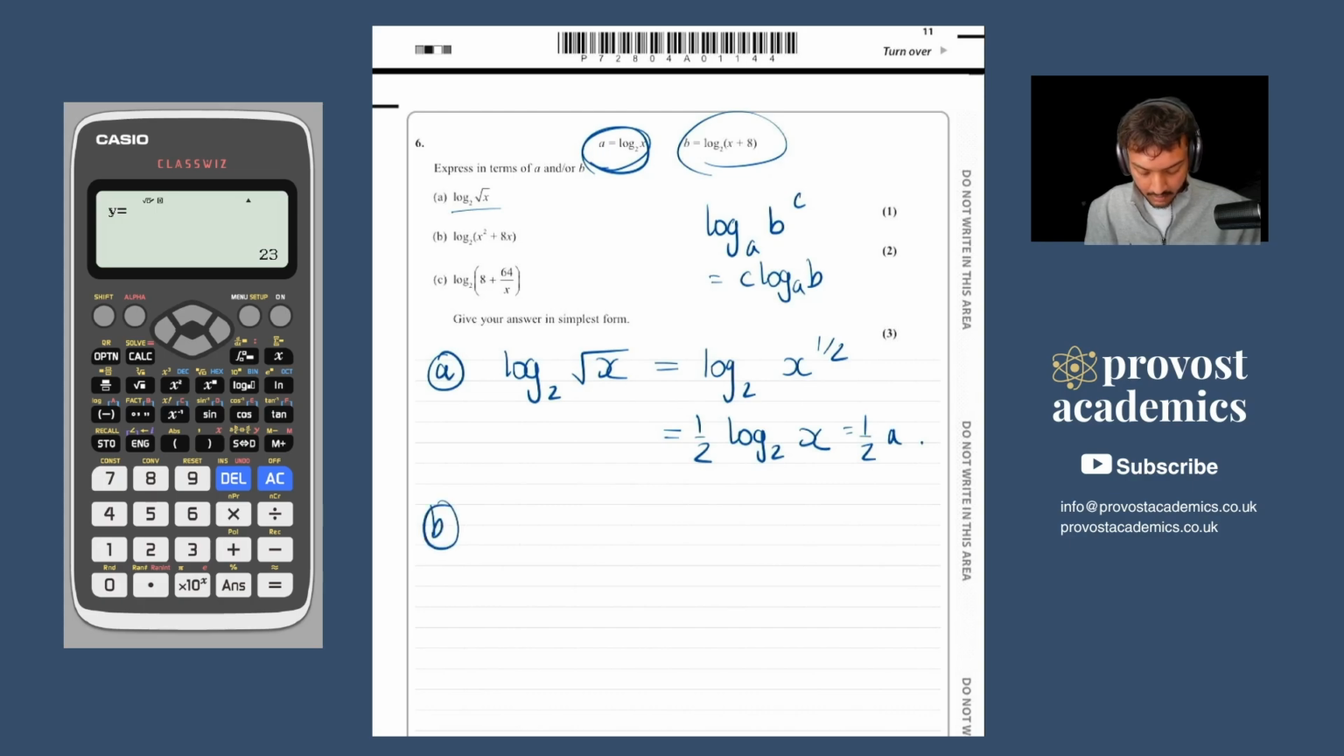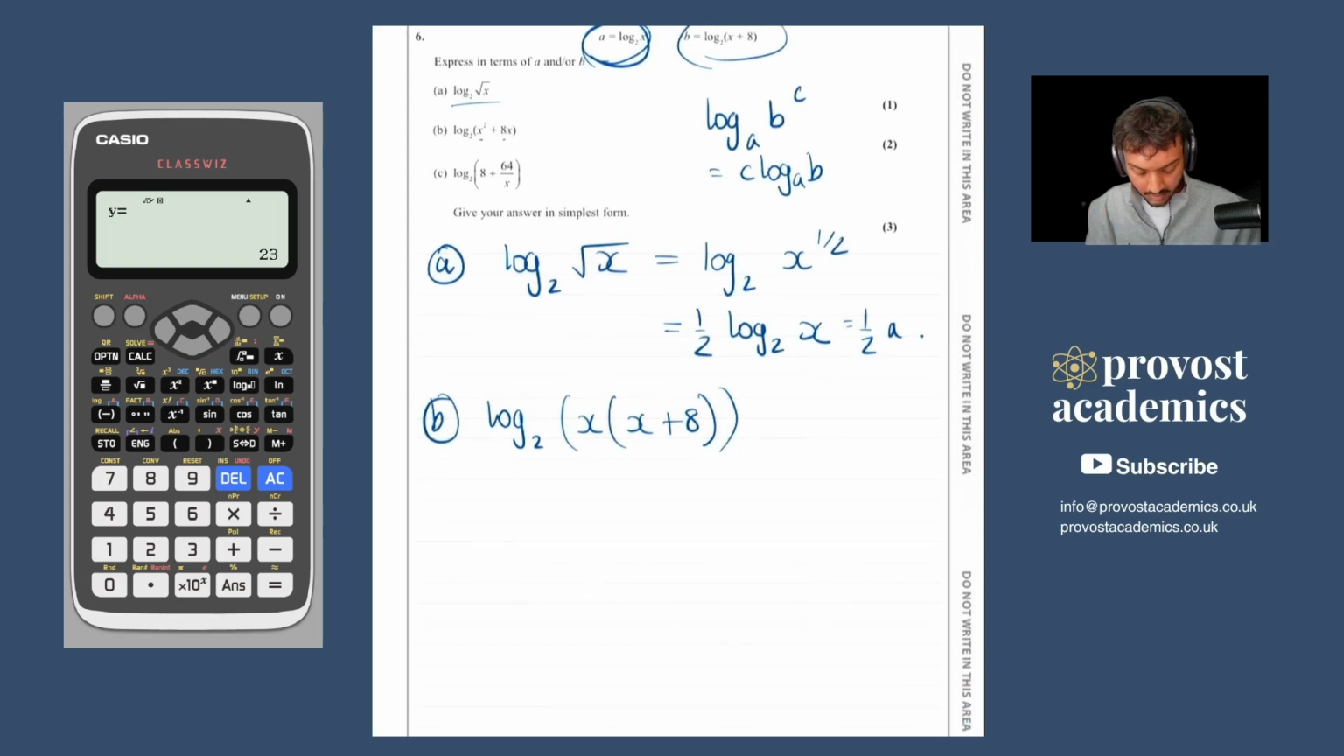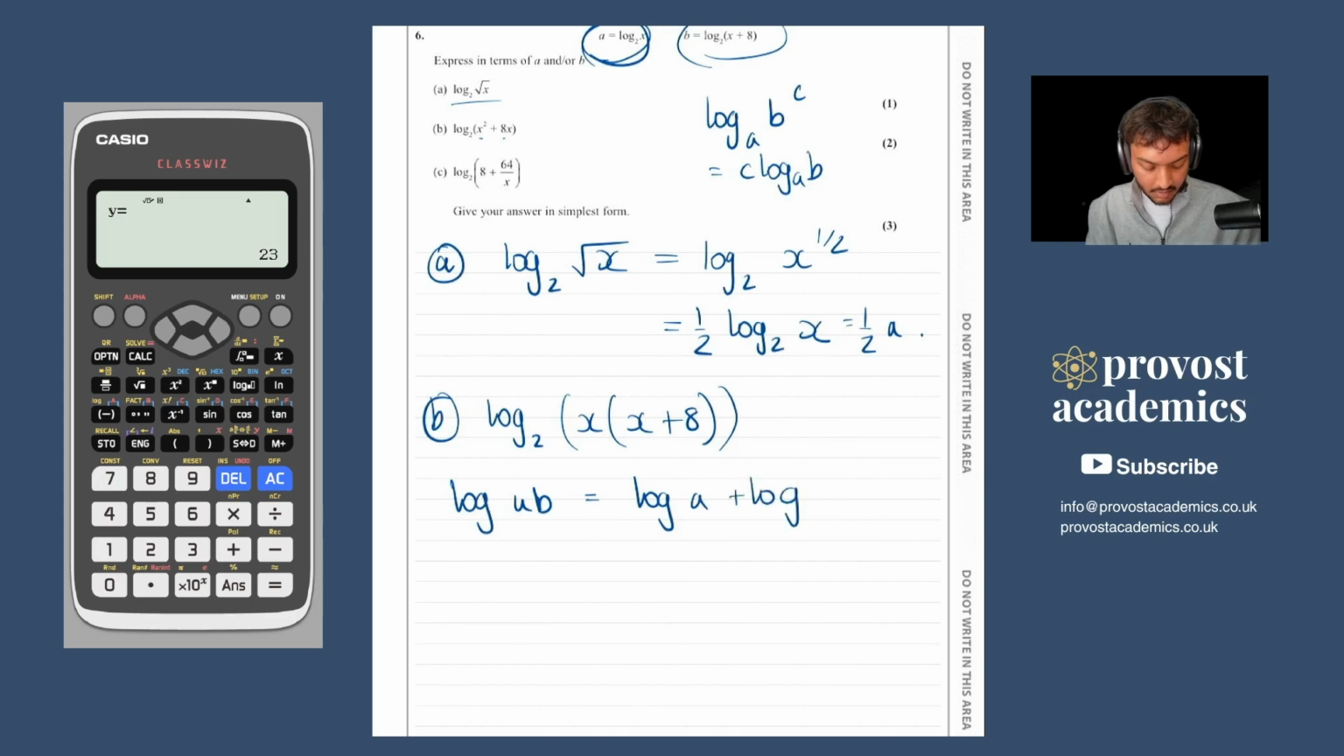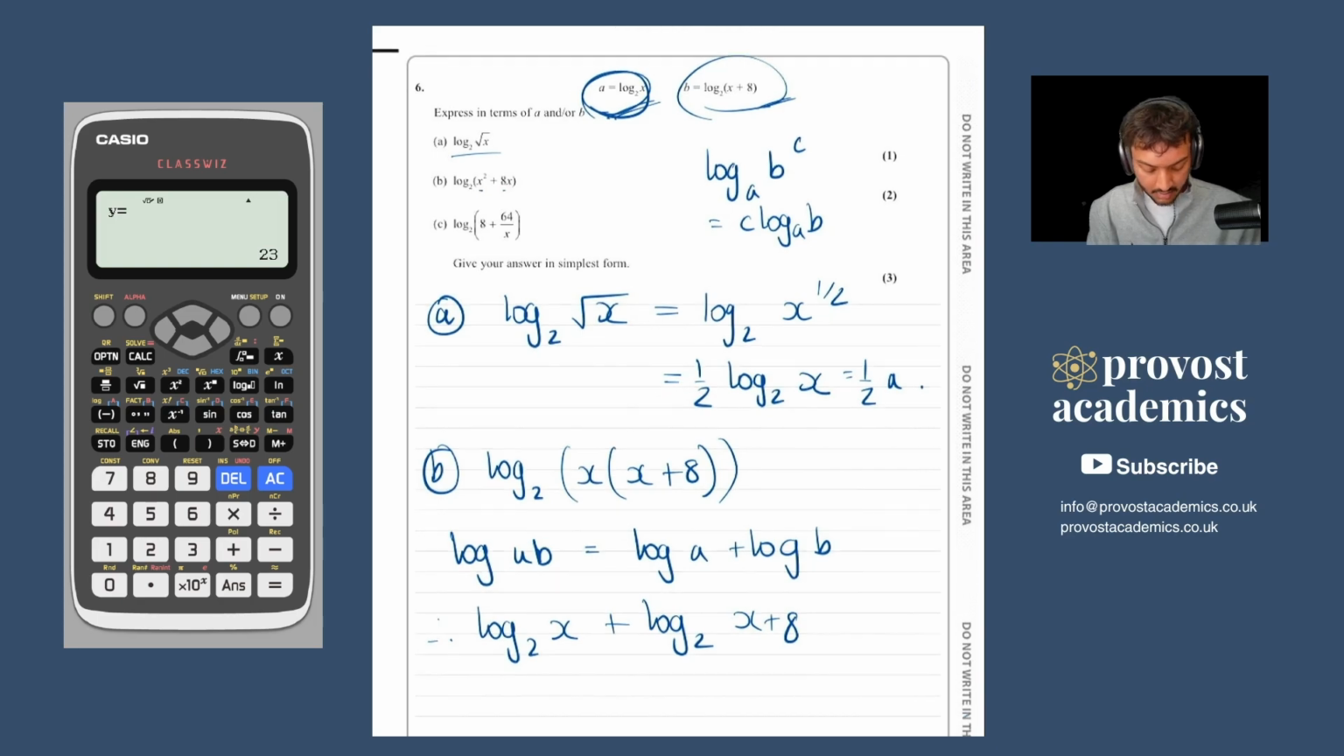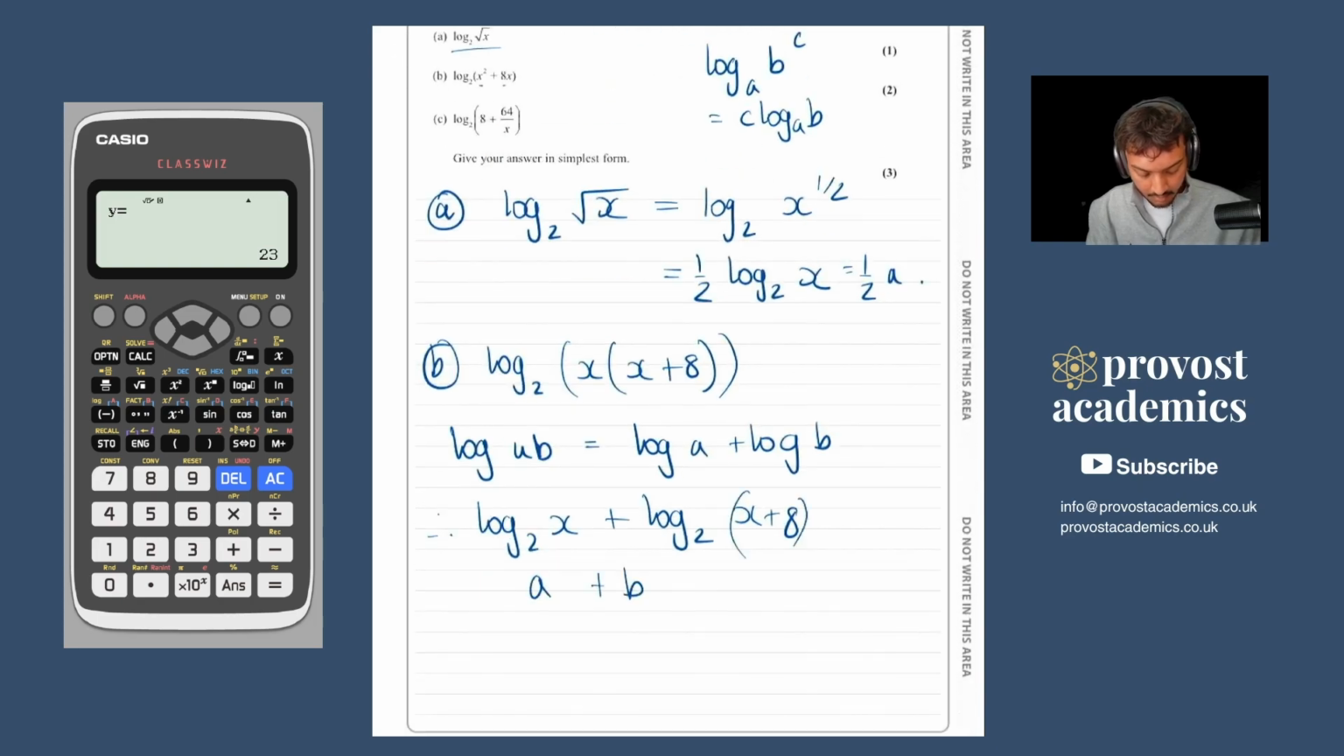Okay, part B. So now it looks like we have x squared and x inside. So my first instinct would be, let's take an x out and see what happens. So log base 2. If I take an x out, I get x times x plus 8. Now we can use the log rule of multiplication, which is equal to addition. So the rule I'm talking about is, if I have log of ab, that will be log of a plus log of b. So that's the rule I'm going to be using. So therefore I can say it is log base 2 of x plus log base 2 of x plus 8. Luckily for me, those are nice and easily sorted. That's just a and that's just b.